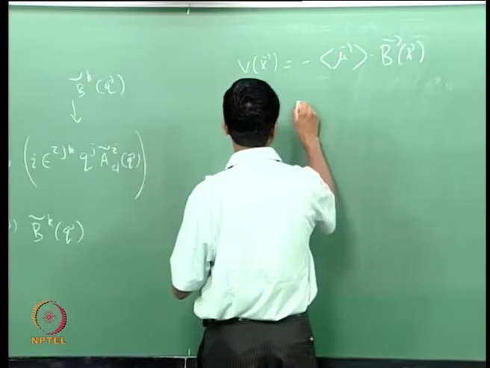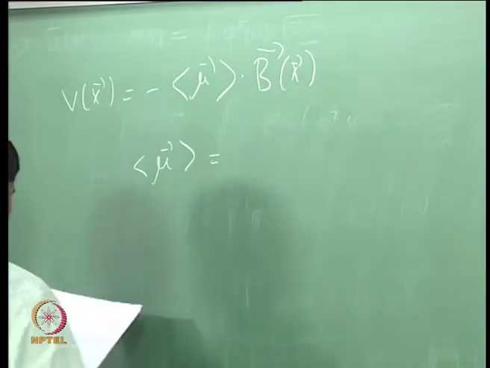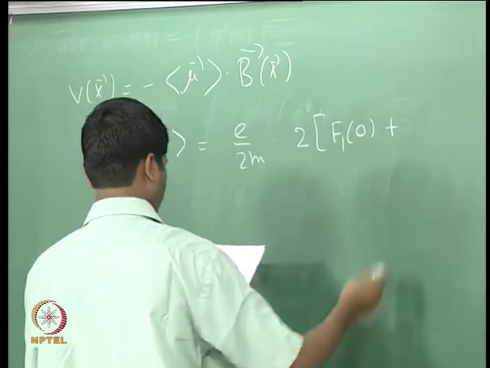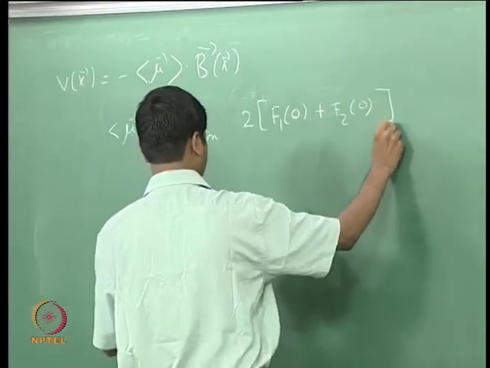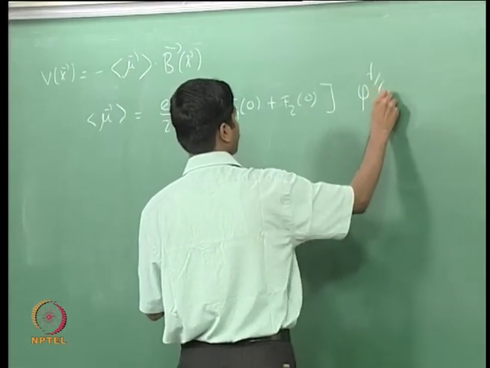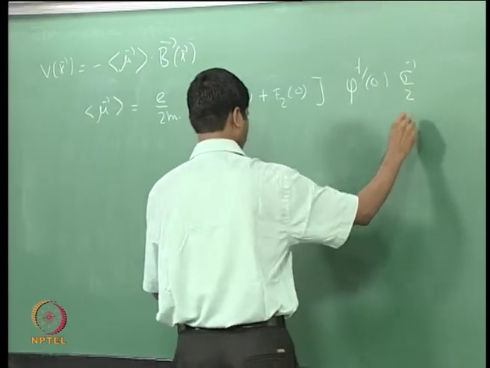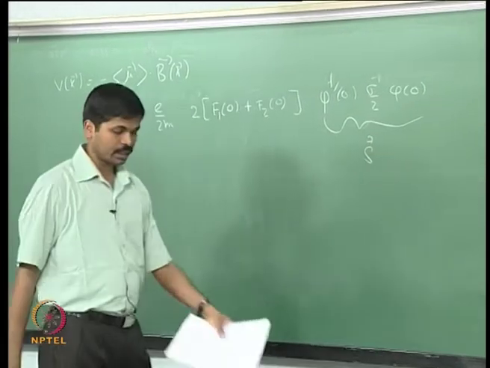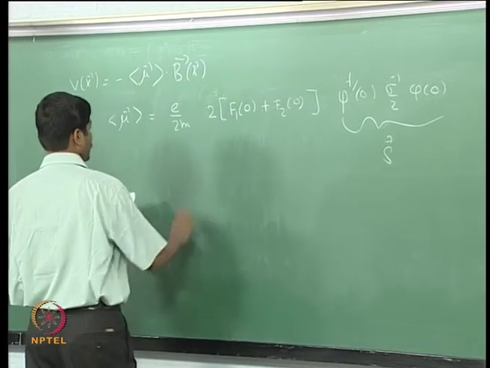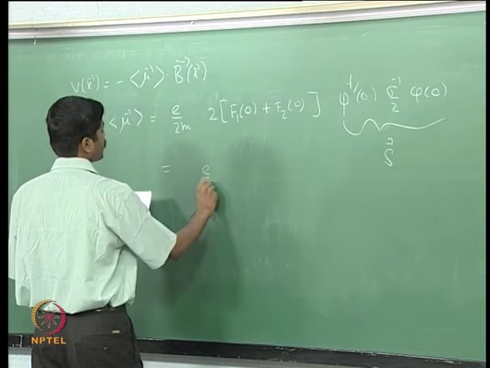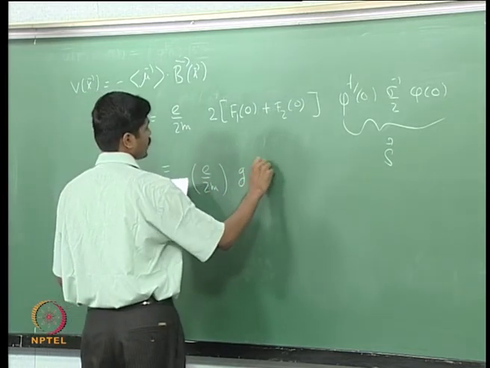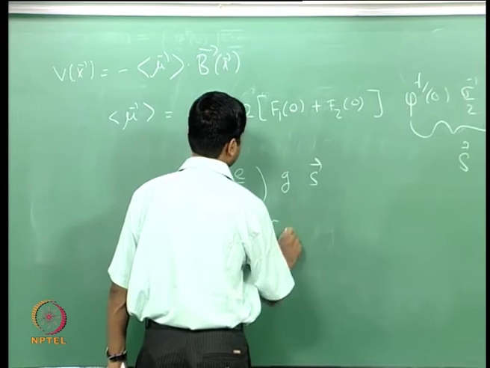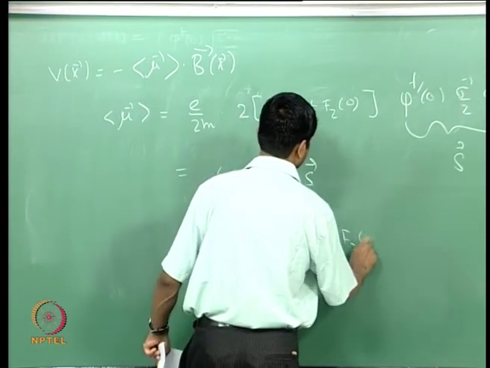Here mu is just E over 2m times twice f1 of 0 plus f2 of 0, phi dagger prime of 0 sigma over 2 phi of 0. This quantity is the spin operator, which I will denote as S, and hence this is of the form E over 2m times g times S, where g is the Landé g factor, which is given by twice f1 of 0 plus f2 of 0.